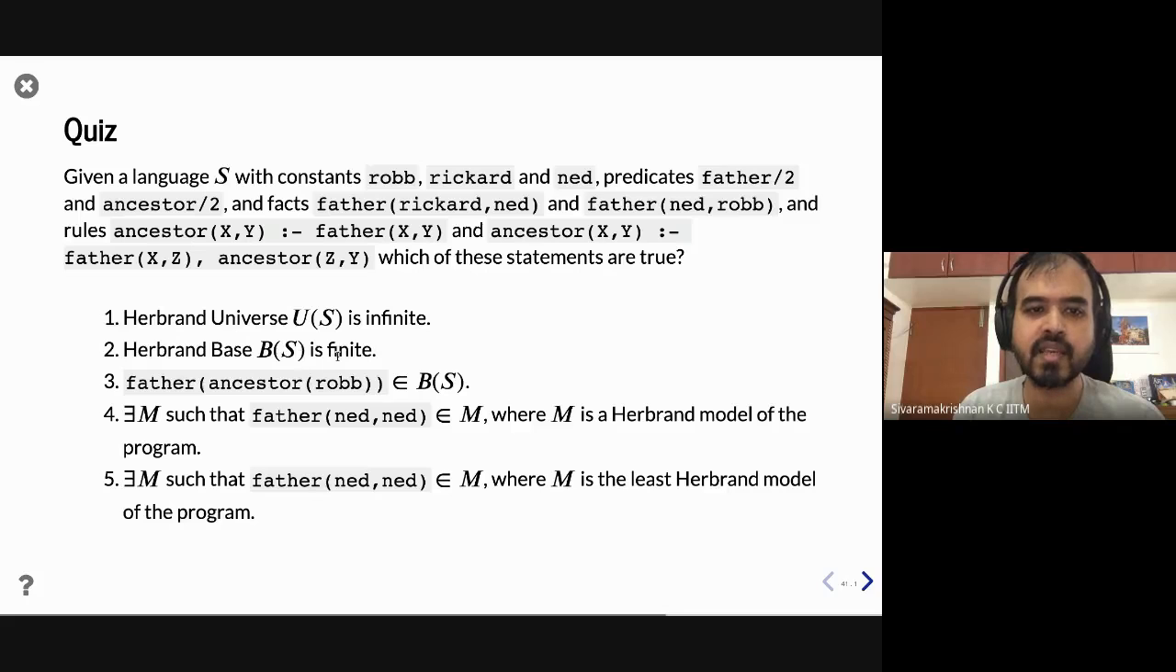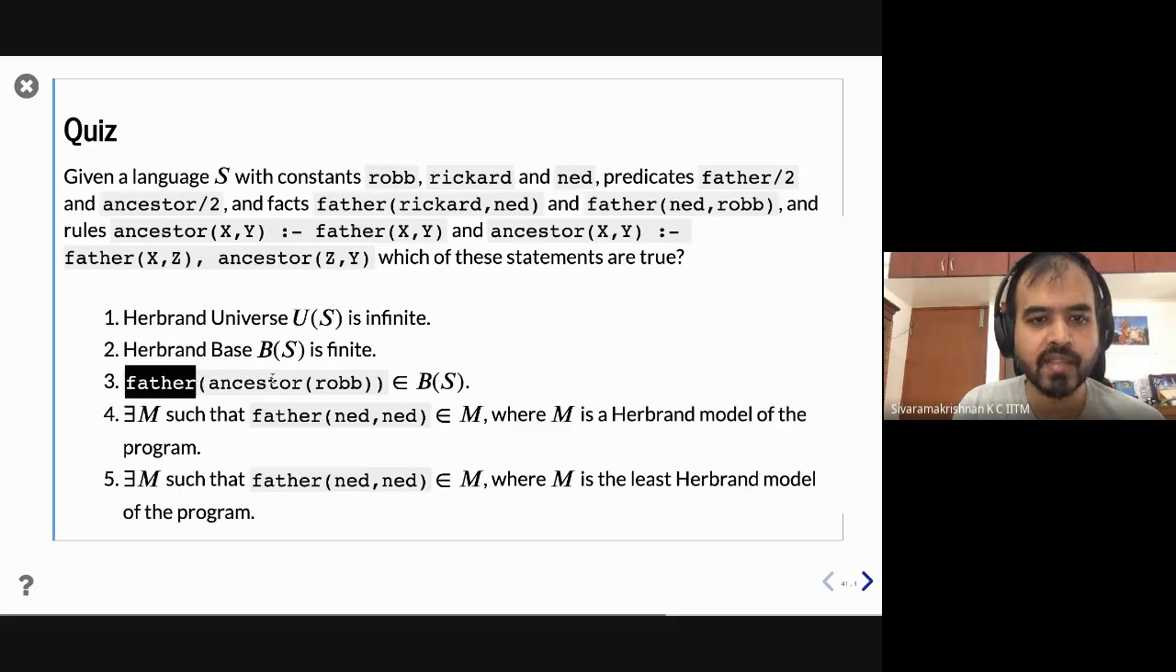Is the Herbrand base finite? Recall that the Herbrand base is finite if the Herbrand universe is finite. So is the Herbrand base finite? Yeah, it is finite. That's right. So now we know that the Herbrand universe is finite and the Herbrand base is finite. The next question is, does the ground term father of ancestor of Rob belong to the Herbrand base of S?